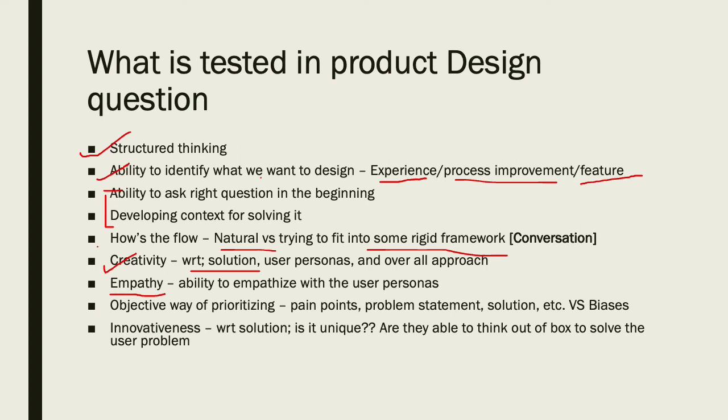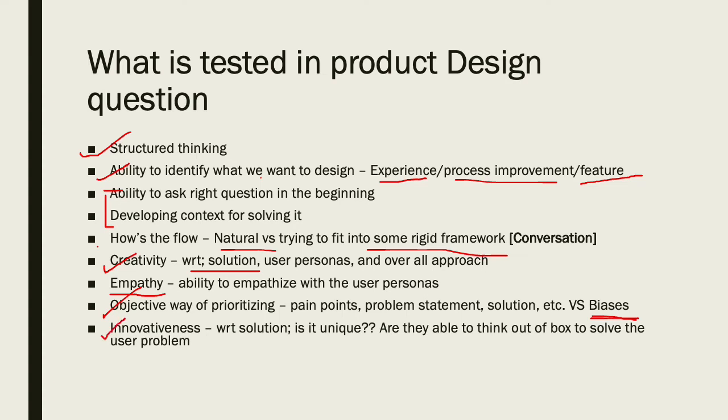Next is an objective way of prioritizing the pain points, problem statement and solution. This is very important, because as a candidate you should come across as an objective person, not filled with biases like, hey, I like certain things, or, oh, I am associated with this industry and that's why I feel this should go forward. You should have an objective way of rejecting something or prioritizing something. So that's the way it is.